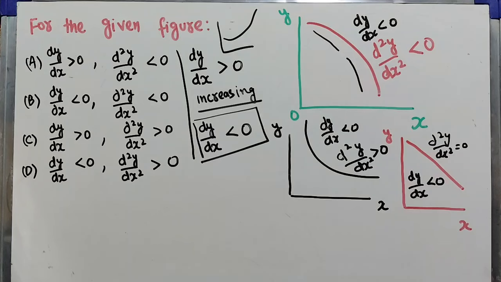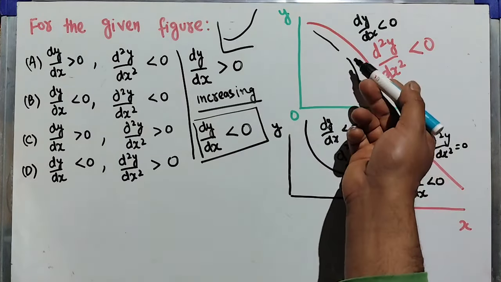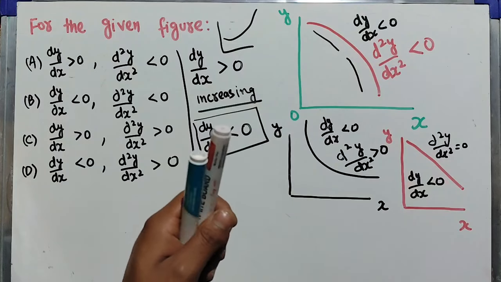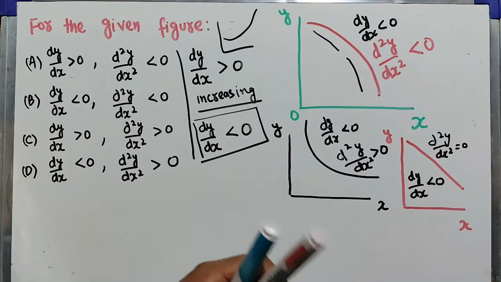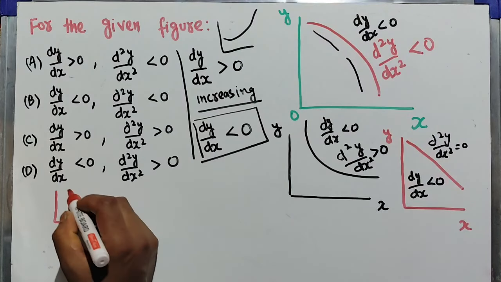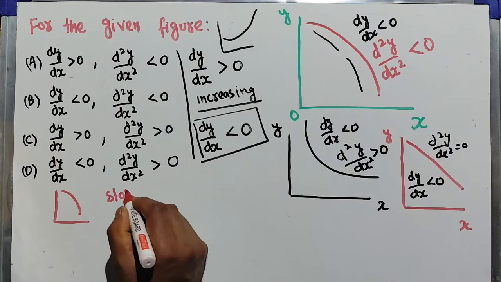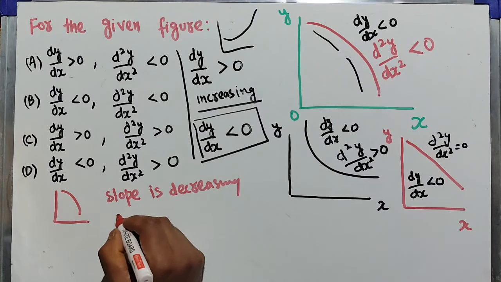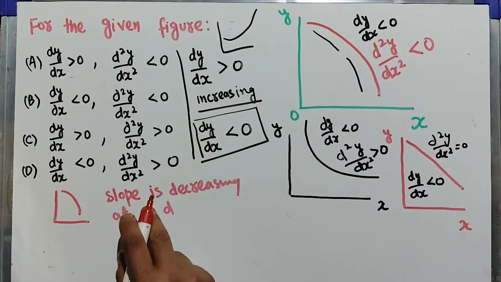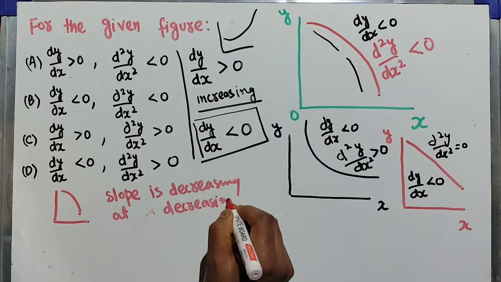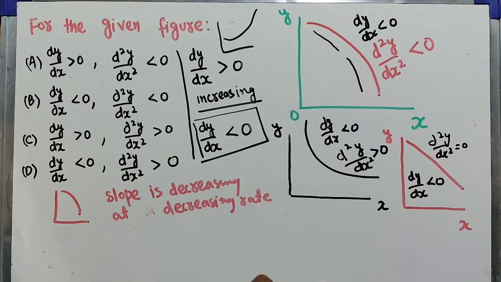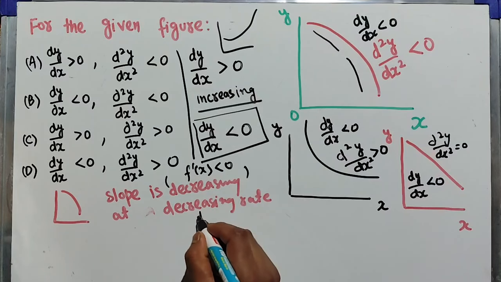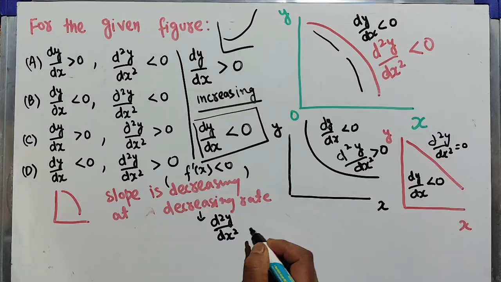Okay, so to put it short here, what exactly does the second derivative tell us? It simply tells us that the slope of the function is decreasing at a decreasing rate. Okay, so if I draw it here, for this function, the slope is decreasing at a decreasing rate. The first decreasing shows us the first derivative is less than 0, and this second decreasing implies the second derivative is also less than 0.